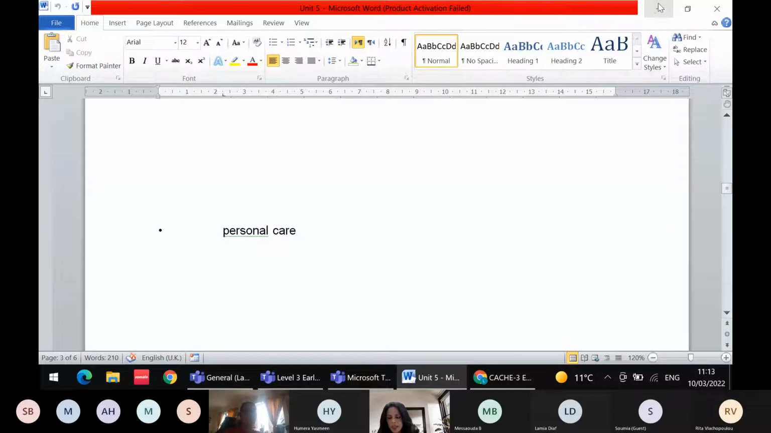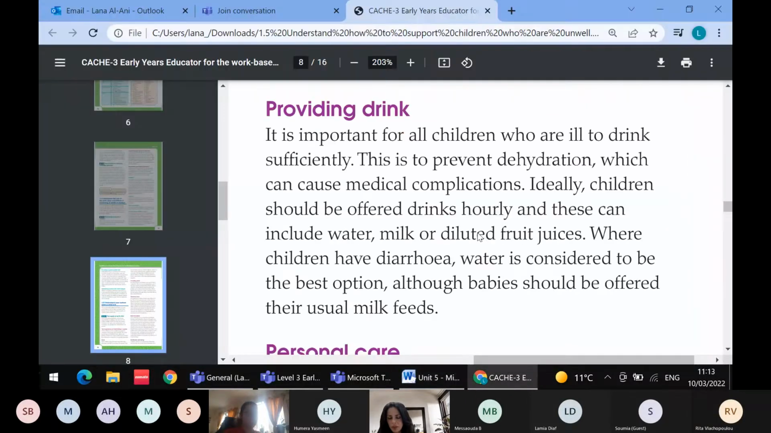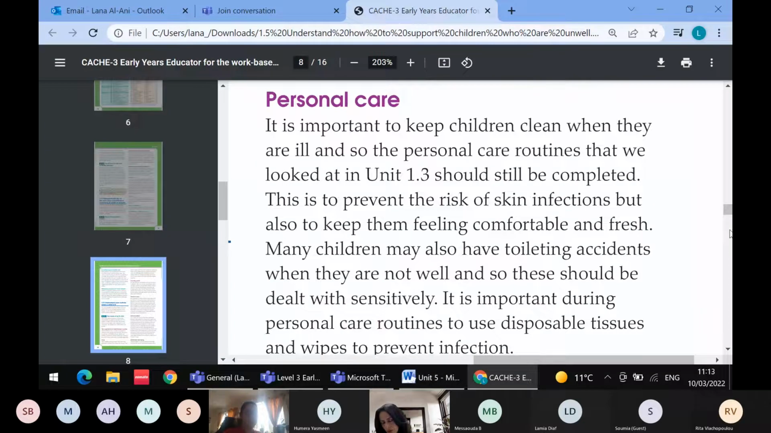How about personal care? Second one, personal care. What does it mean to the ill child? Personal care. We have to pay attention and take care more than usual. Keep them always clean.